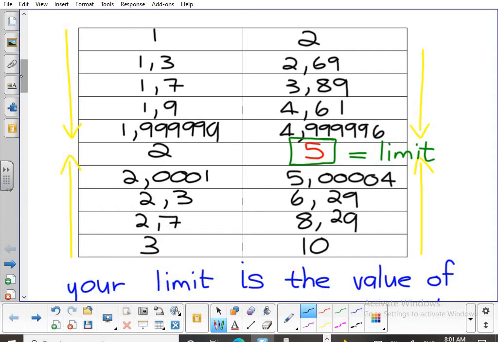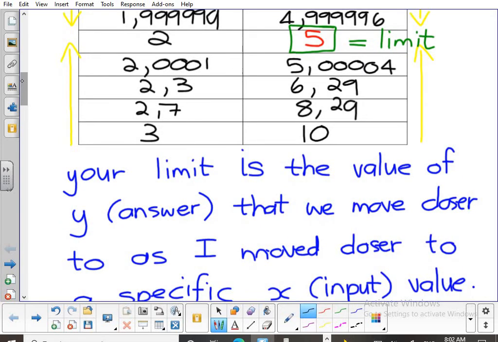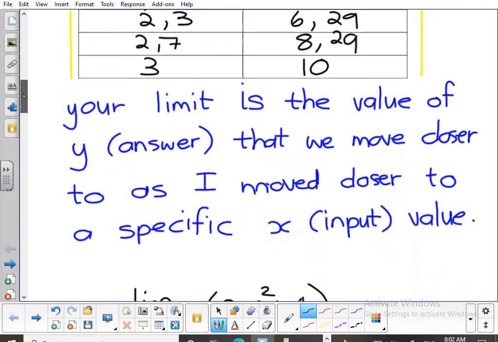So then they say that is what a limit is. A limit is a value of y, I said answer in brackets, that we move closer to as I move closer to a specific x. That's a limit. All you need to know in grade 12. You can go into much more depth, but that's what we need to understand. Why do we need to understand that? Because we're going to see the word limit as we move on.